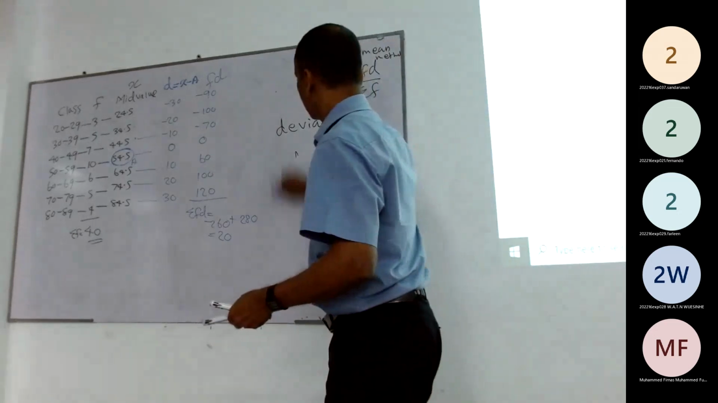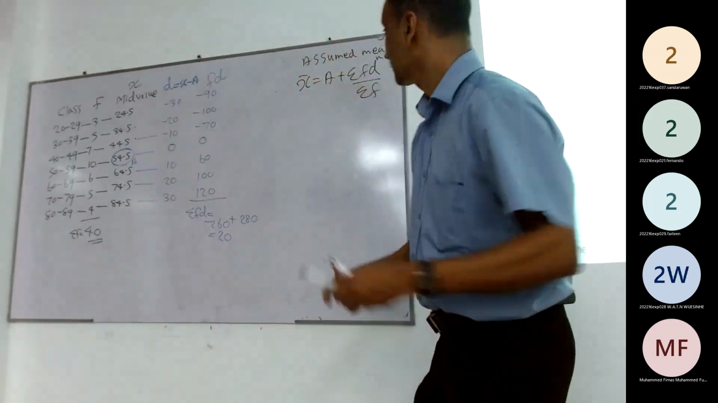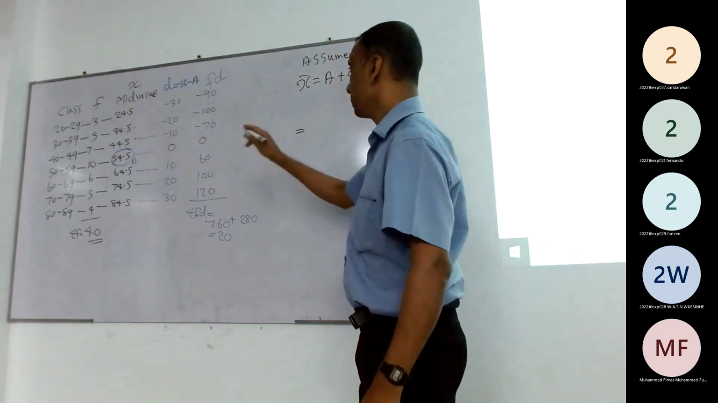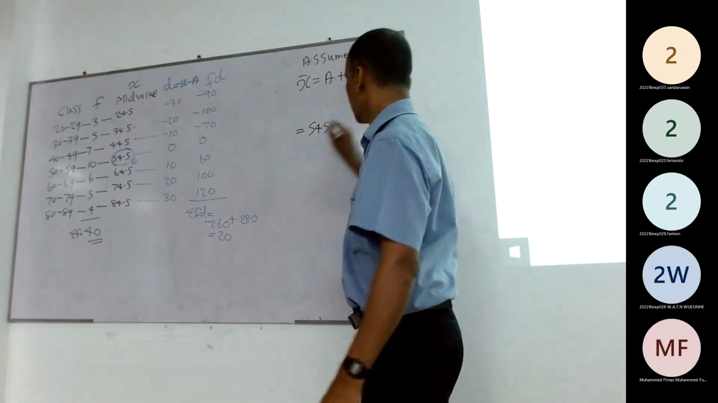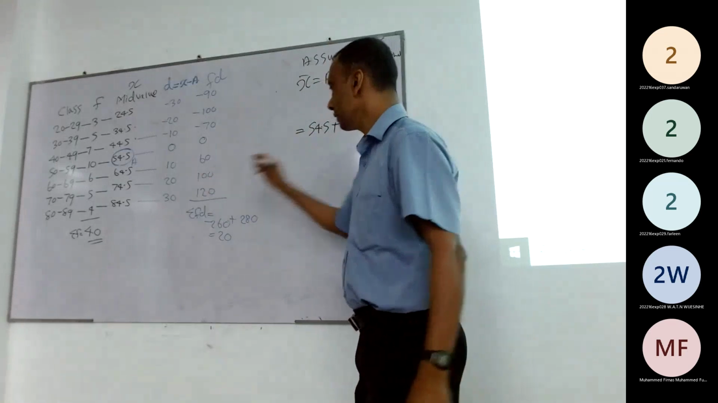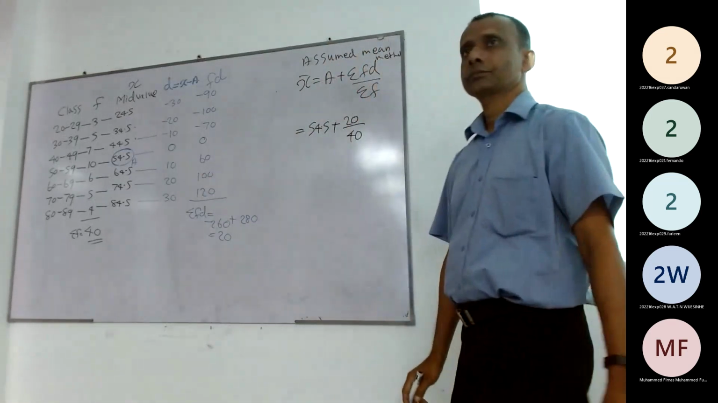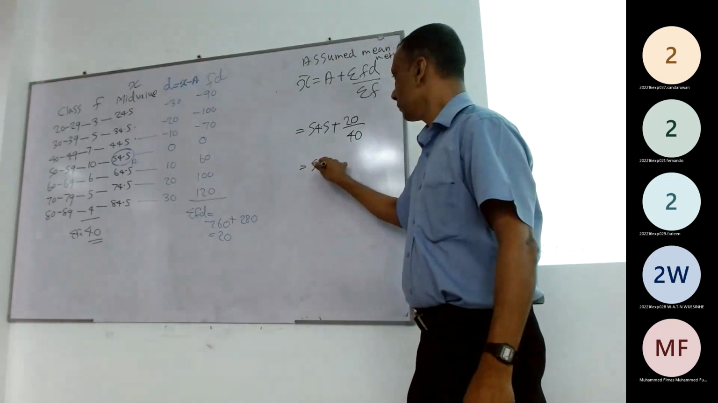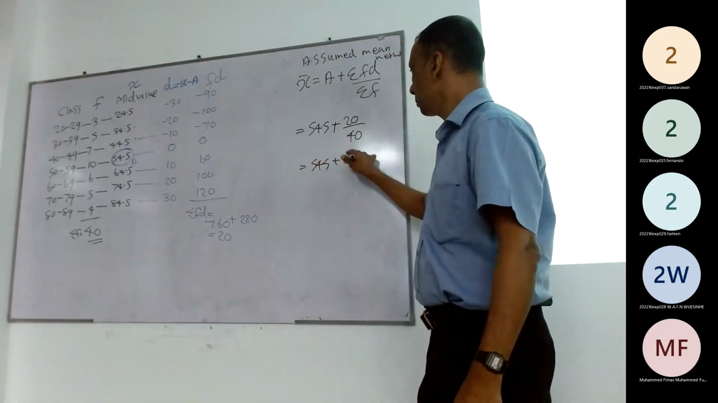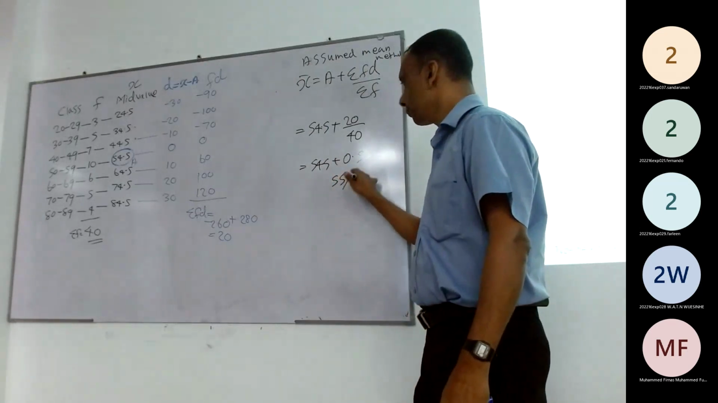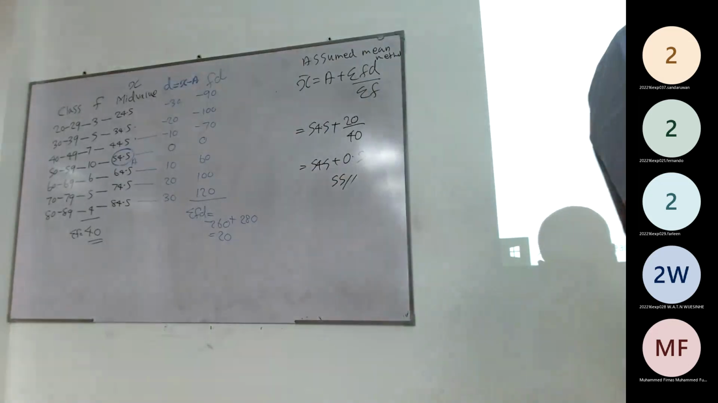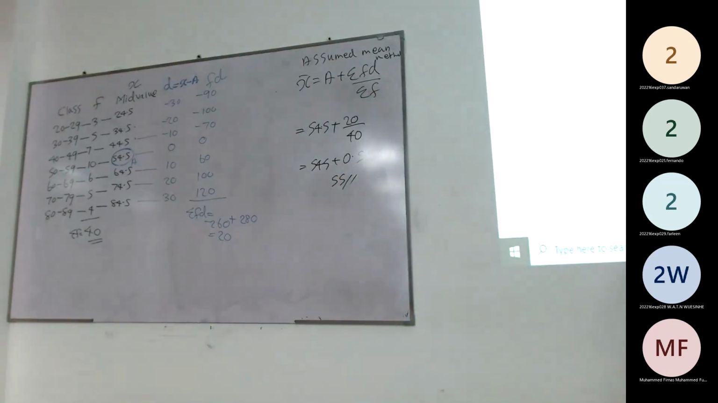Then apply the formula. A is 54.5, sigma fD is plus 20, sigma f is 40. 54.5 plus 0.5. Then 55. Again x bar is 55. Irrespective of the formula, you get the same answer, 55.